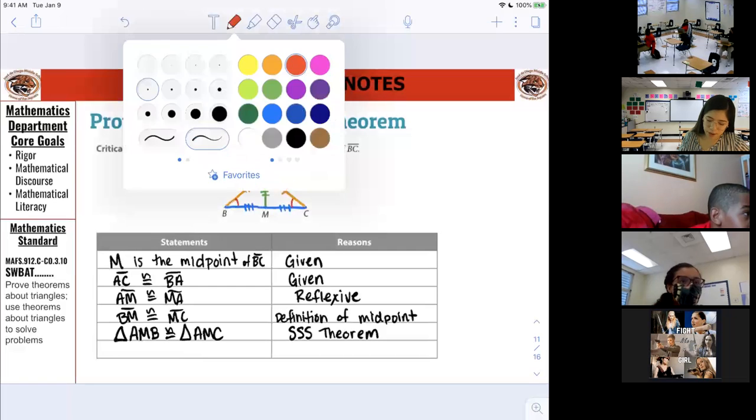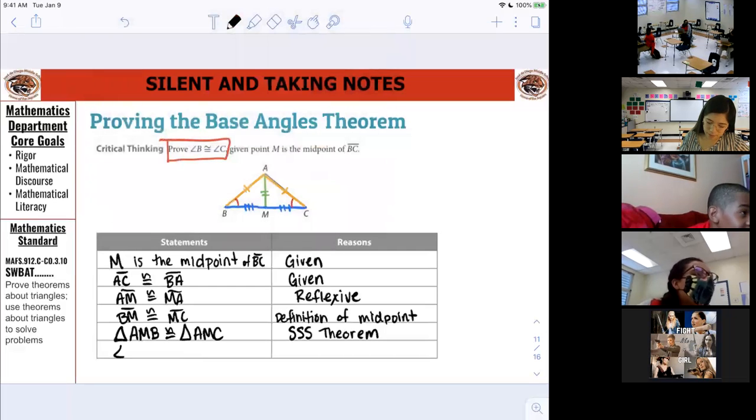And now that I know the triangles are congruent, you can use the base angle theorem. Oh, we cannot use the, I've said it 3 times, guys. We can't use the base angle theorem because that's the theorem that you're trying to prove. CPCTC. Emily said it. CPCTC.